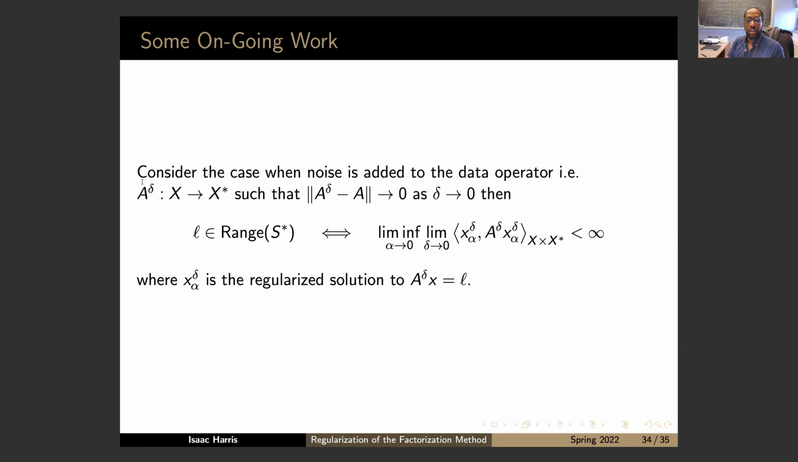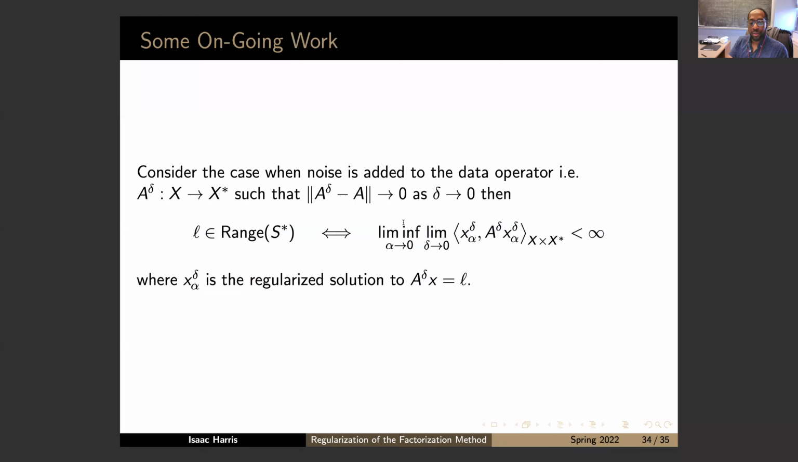So the next question is, if you were to have more or less the same setup for a perturbed operator, such that the perturbed operator converges to the operator as delta goes to 0, then what I believe we can show is this result.